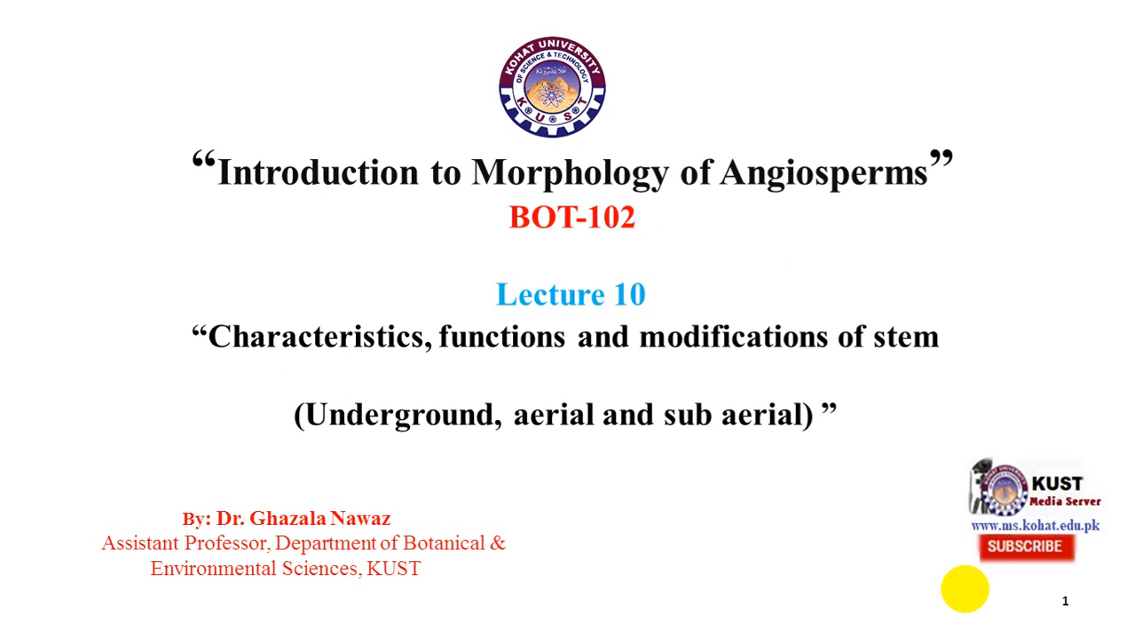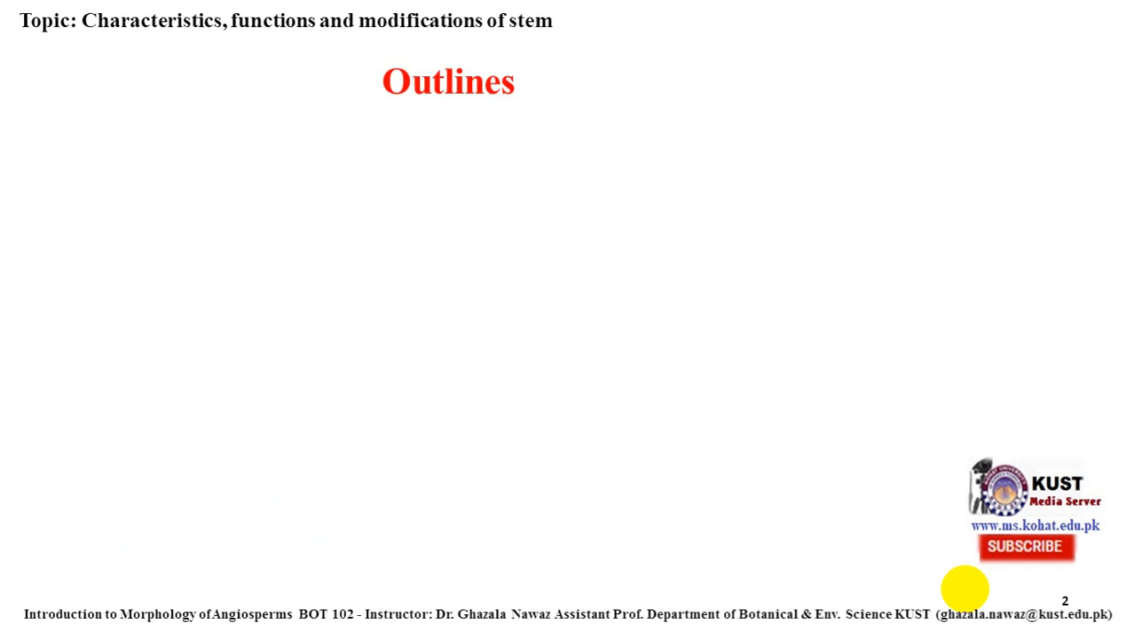Bismillahir rahmanir rahim. We are going to discuss today the next chapter of the course, Introduction to Morphology of Angiosperms, and that is about the stem. And we are going to discuss the characteristics, functions, and modification of stems, and specifically different types of stems like underground, aerial, and subaerial stems. So we are moving towards the outlines that we will discuss today.